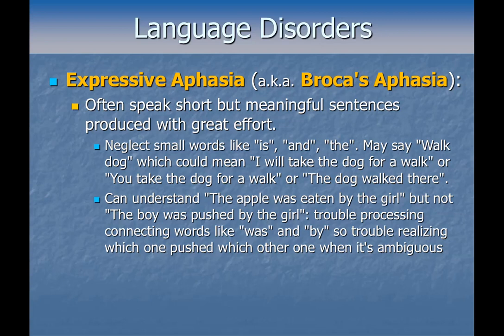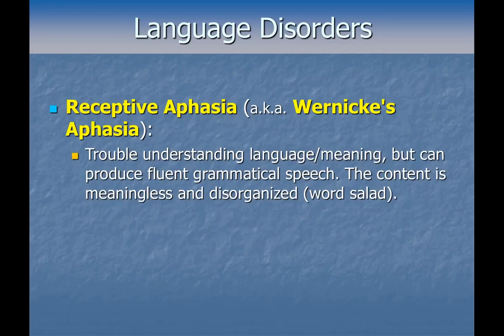Wernicke's area is mostly about comprehending language. So let's switch to that other one then. Let's switch to Wernicke's area. What happens if Wernicke's area, the one back in the temporal lobe on the left side, gets damaged?